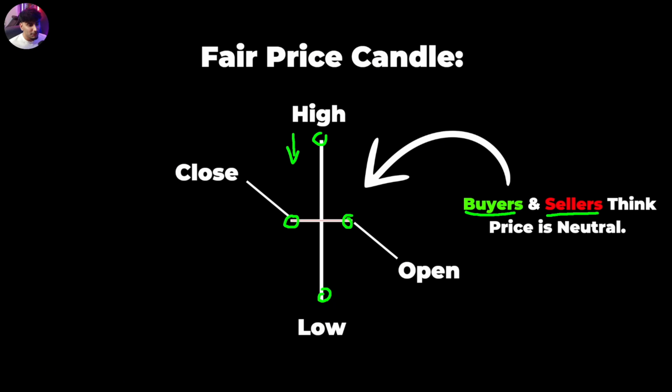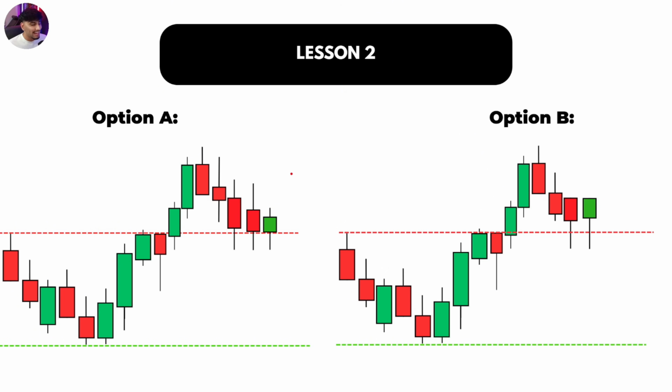Therefore, after sellers brought the stock down and buyers brought the stock up, they both believe that price is neutral, and therefore nobody wins. And both parties agree that this stock or price is at a fair cost. Similar to when we were talking about the uptrend, consolidation, and downtrend, this would be that fair price that we were talking about earlier.